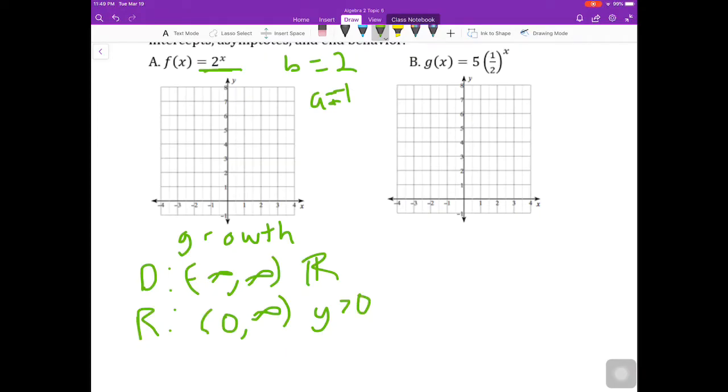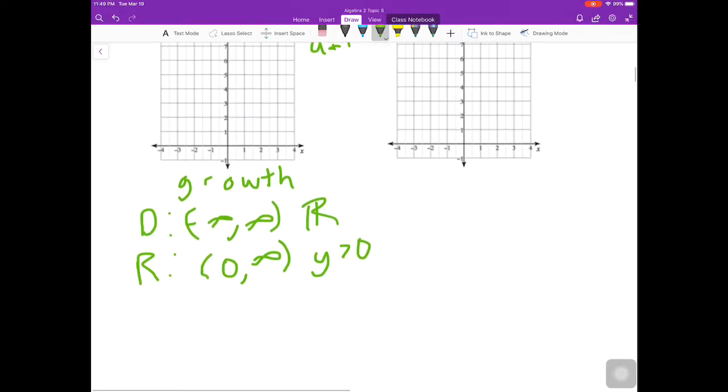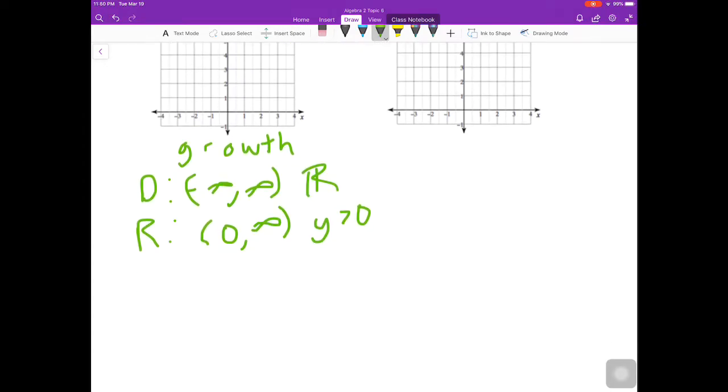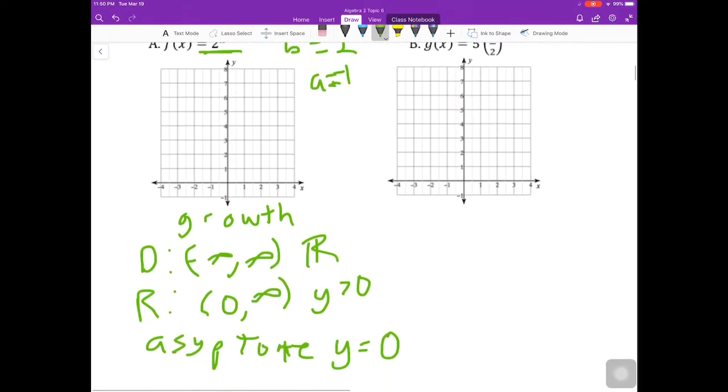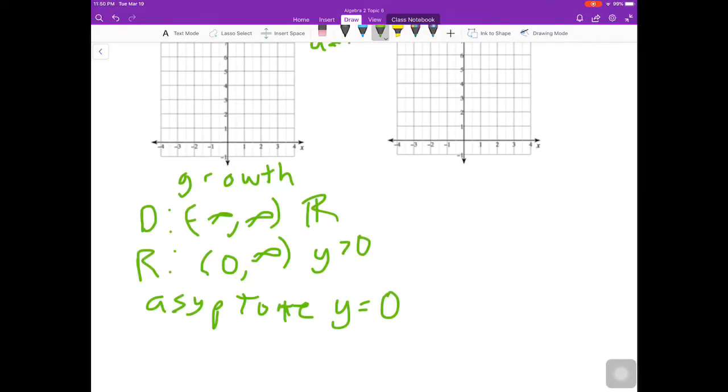You are going to have an asymptote at y equals 0, because, again, that function is going to get really, really close to 0, but never actually cross it.